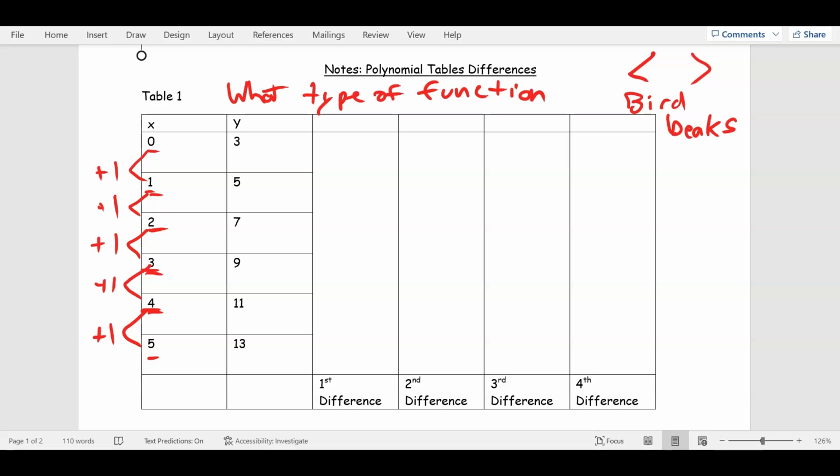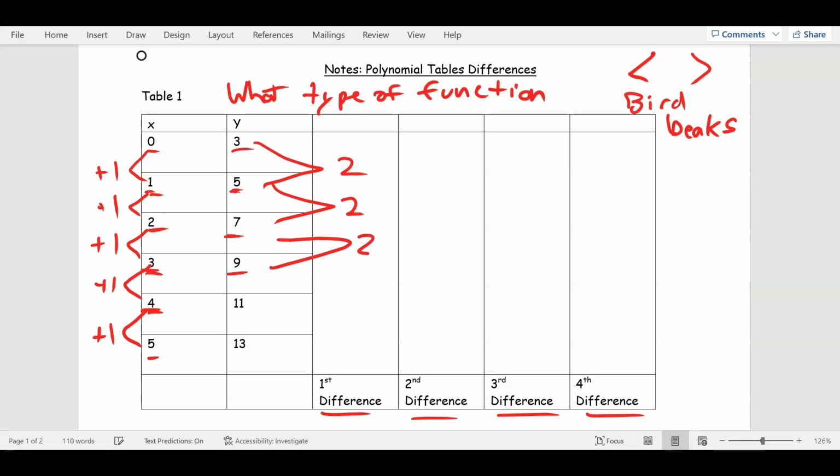Now you can see on the bottom what we're going to be doing. We're going to find the first, second, third, fourth difference, okay? First things first. I got 3 to 5. So again, 5 minus 3 is 2. Next one, 7 minus 5 is also 2. 9 minus 7 is 2. 11 minus 9 is 2. 13 minus 11 is 2.